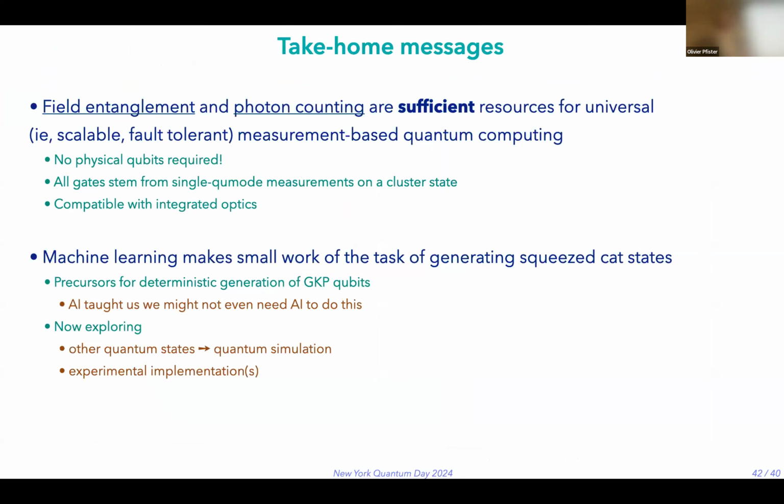So anyway, qubits without qubits. This is what it was about. We don't need the physical qubits. We can make them out of fields, out of these GKP wave functions. Everything is measurement-based quantum computing, which is nice because measurement is what physicists do best. This is what we're trained to do: measure, not quantum gates. And we're trying to put that on integrated optics.